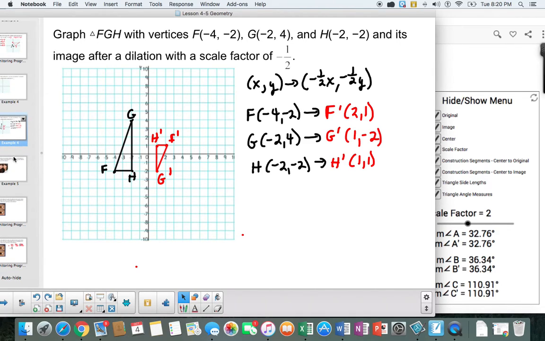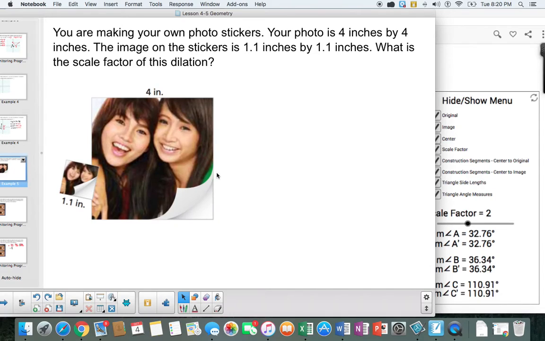Okay, let's take a look at applying this in a real life situation. We have a photo. This is going to be our pre-image, and then our image is going to be a sticker. So let's go ahead and figure out the scale factor. That's going to be the new divided by the old. Now remember, the scale factor can be found not only by the distances away from the center of dilation, but using the sides, because the sides also do the same thing as that distance.